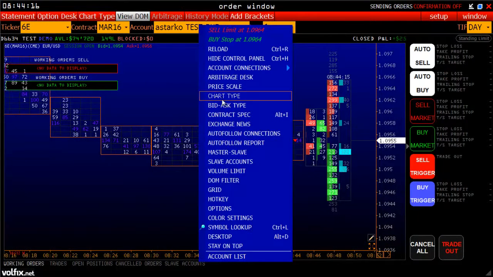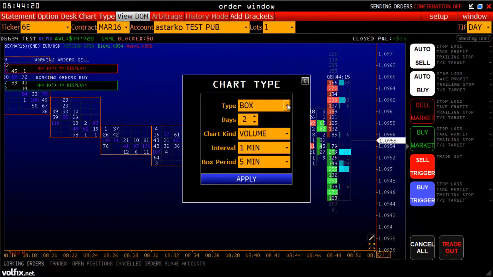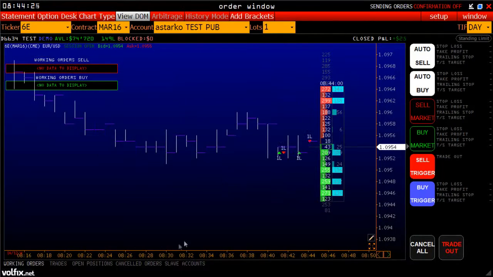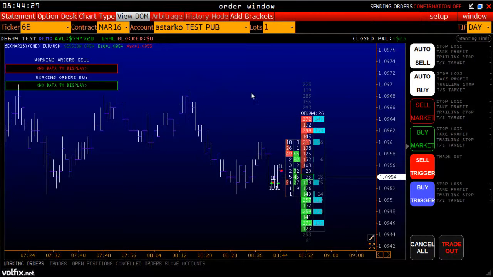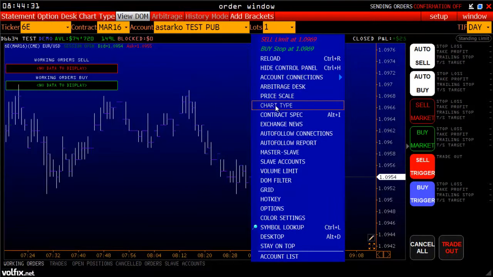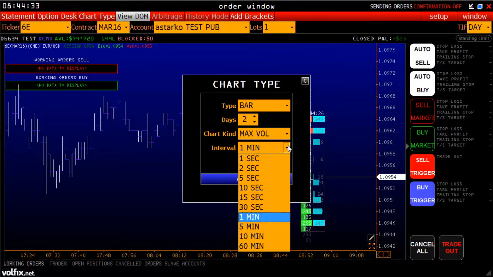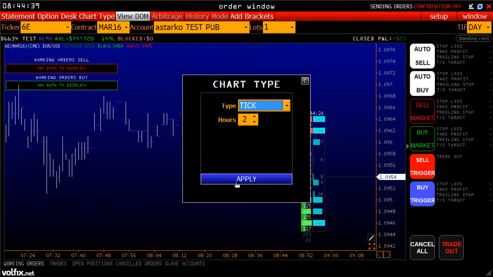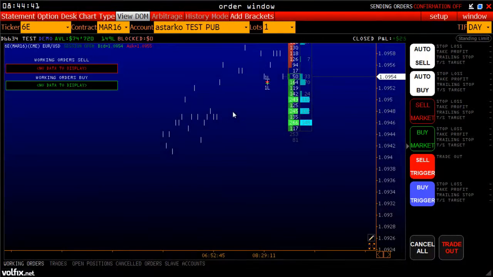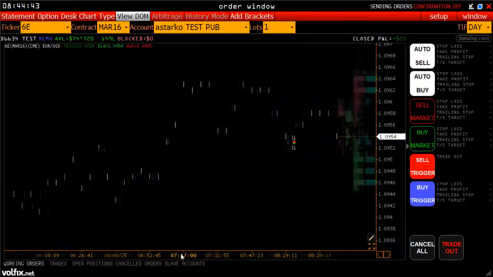For those who are familiar with another type of order book, you can set a bar chart type. It may be more convenient for you. You can also put different time frames, 1 minute, 5, 10, or 15, and so forth. Or you can set the tick type in order to see the chart with ticks directly.